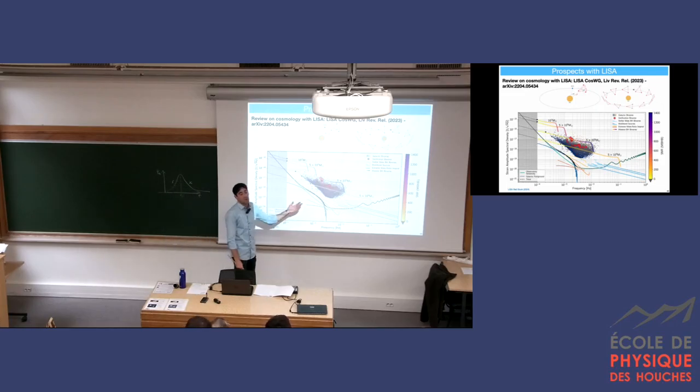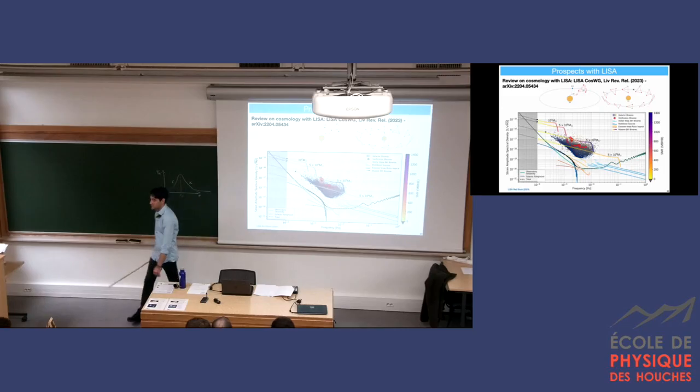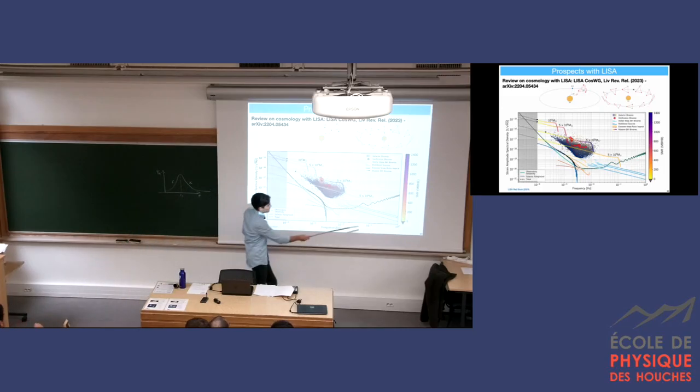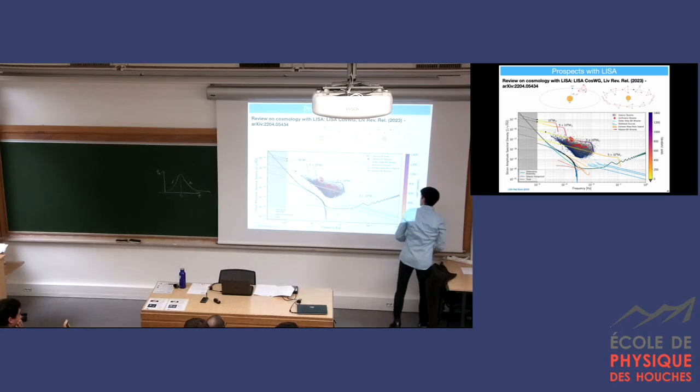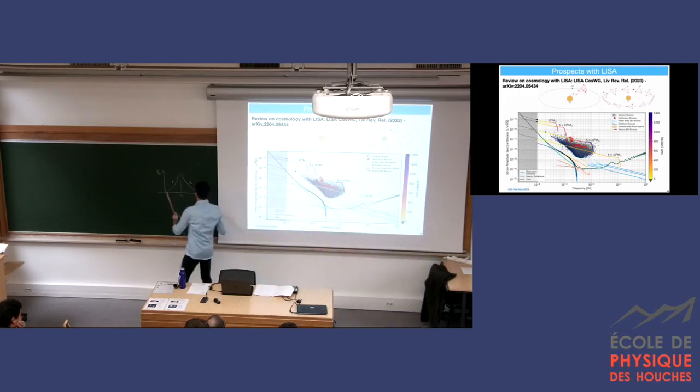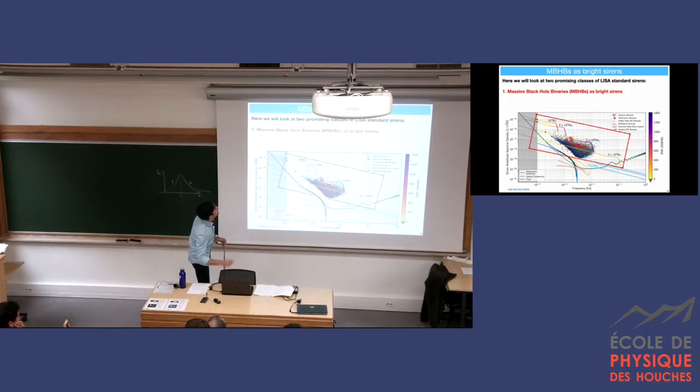Okay, so now we are moving to low frequencies, 10 to the minus 2, 10 to the minus 1, 10 to the minus 5. LIGO and Virgo are here. PTA is here. Here I will focus only on two sources which are deemed to be interesting for cosmology. The first one is massive black hole binaries as bright sirens. So Alberto yesterday told you and convinced you, I hope, that these systems might have an electromagnetic counterpart.